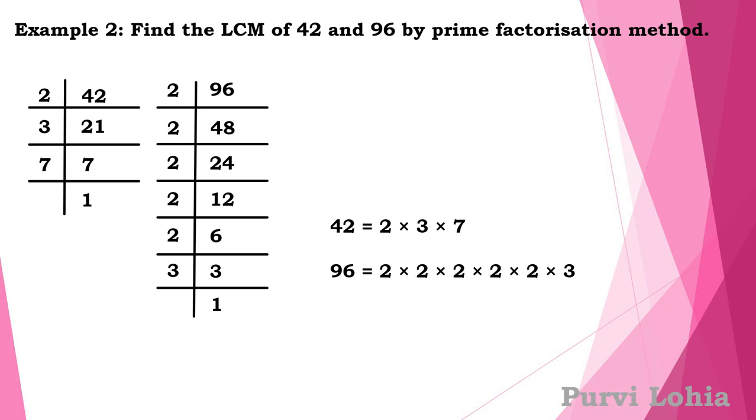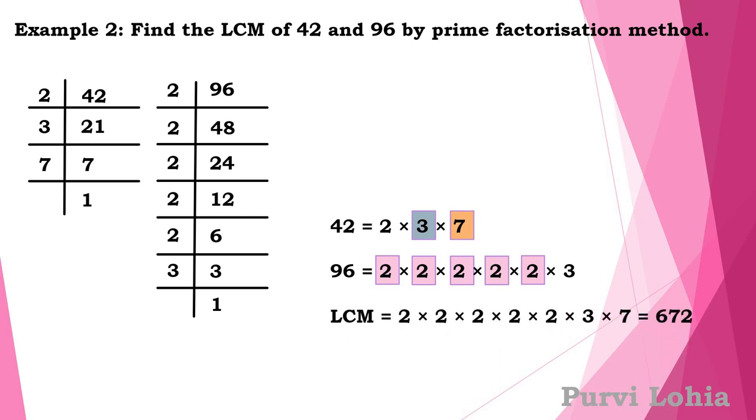Now how many maximum numbers of 2 are there? There are 5 2's in the prime factorization of 96. So we will take all 2's, and there is only 1 3, so we will take 1 3. Only 1 7, so we will take 1 7, and all 5 2's from the prime factorization of 96. So LCM will be 2 into 2 into 2 into 2 into 2 into 3 into 7, that is 672. Alright.